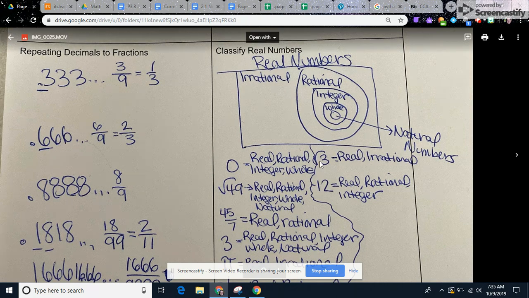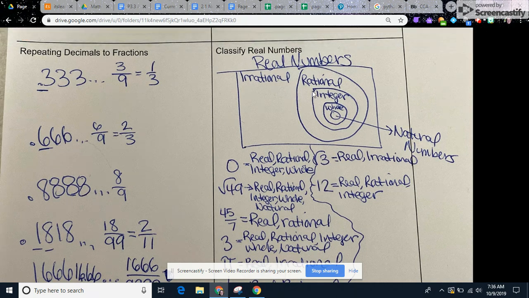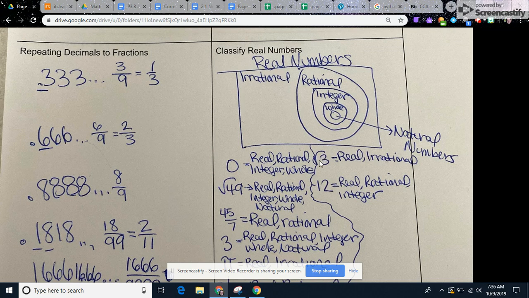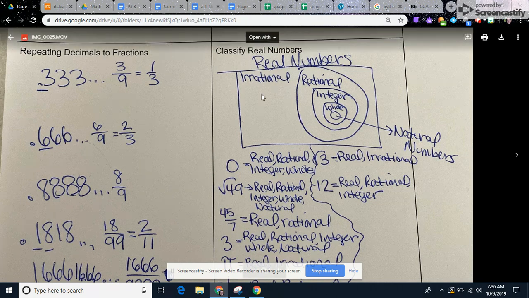The square root of 3, we do not know exactly what it is. We know the square root of 4 is 2, but the square root of 3 is going to be a decimal. All square root numbers that aren't perfect squares are never going to repeat, but they're also not going to terminate. They're not going to end. So the square root of 3 would be a real number and irrational.